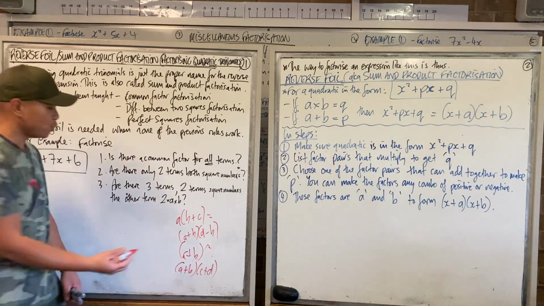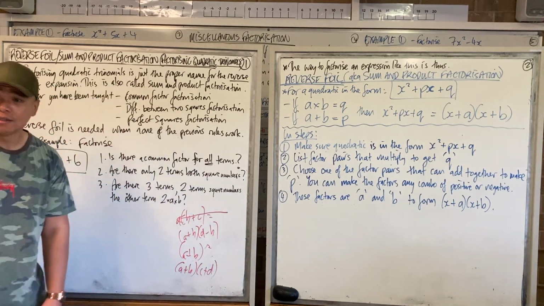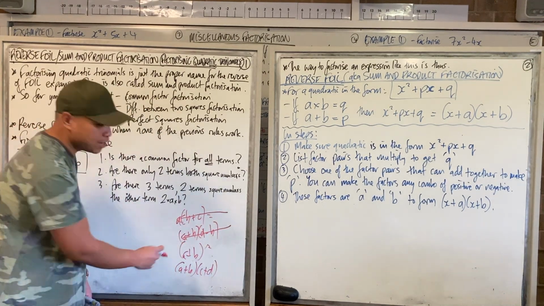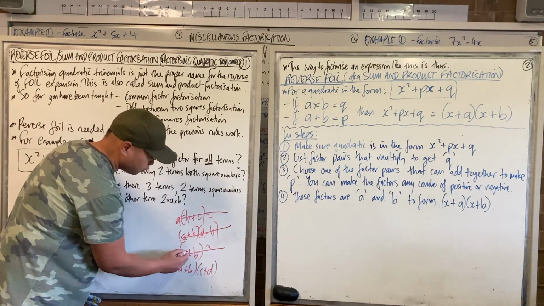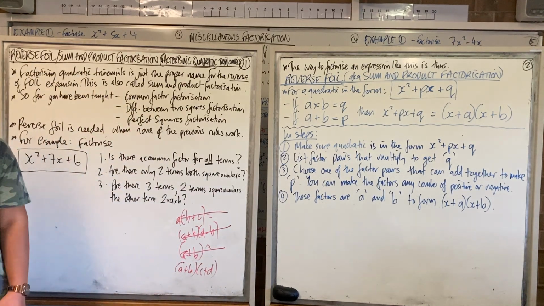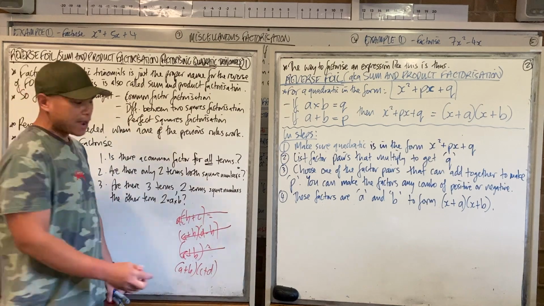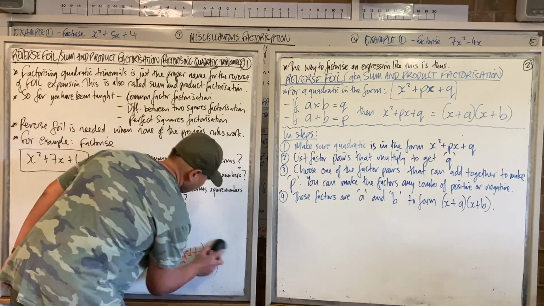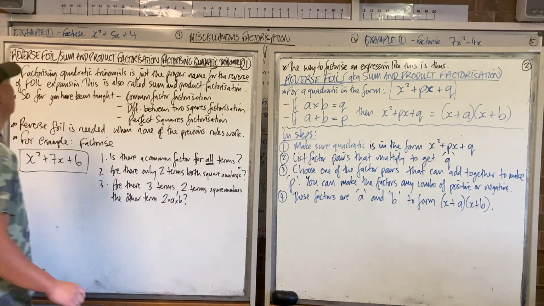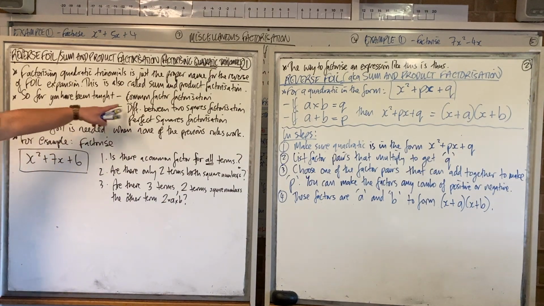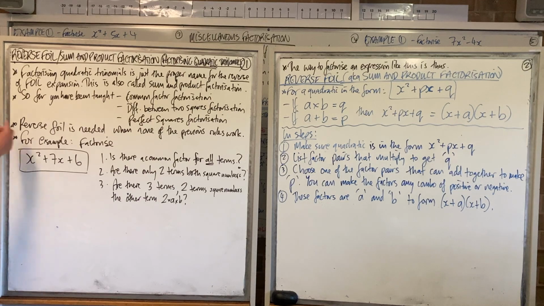We factorized. So we went back the other way here. Then we went back the other direction here. Then we went back the other direction here. What's left? FOIL. Doing FOIL backwards. So far you've been taught common factor factorization, difference of two squares factorization, perfect squares. Reverse FOIL is needed when none of the previous rules work.